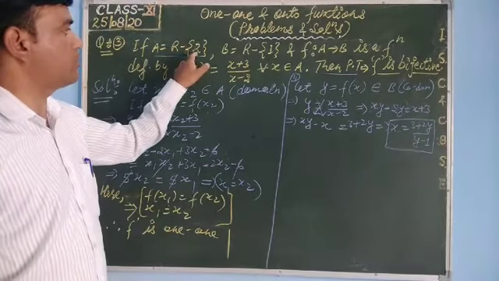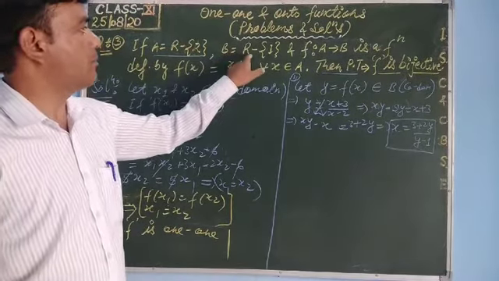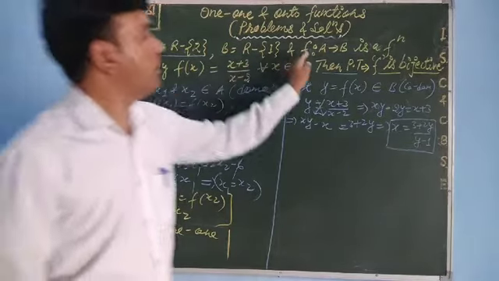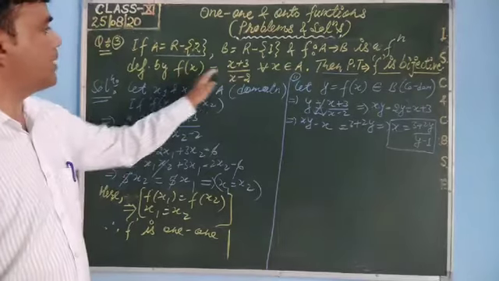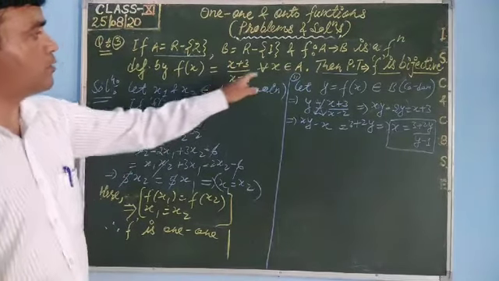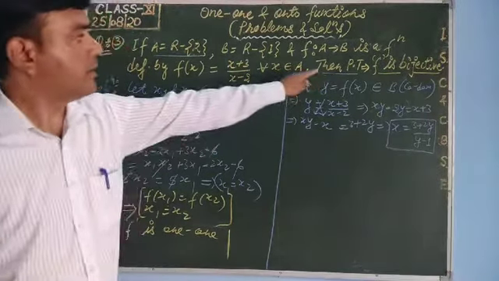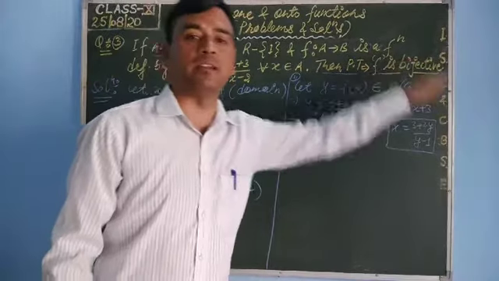and set B is given as the set of real numbers except 1, and a function is defined as f from A to B such that f(x) is equal to (x plus 3) upon (x minus 2) for all x belonging to A. Then we have to prove that f is bijective.